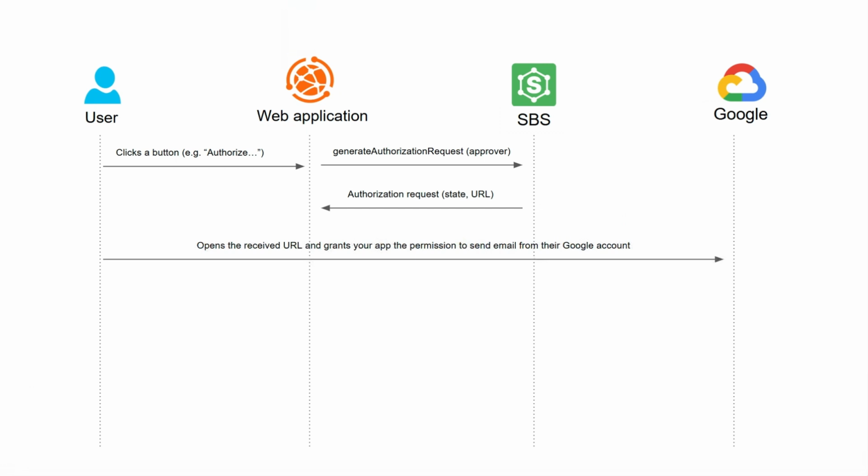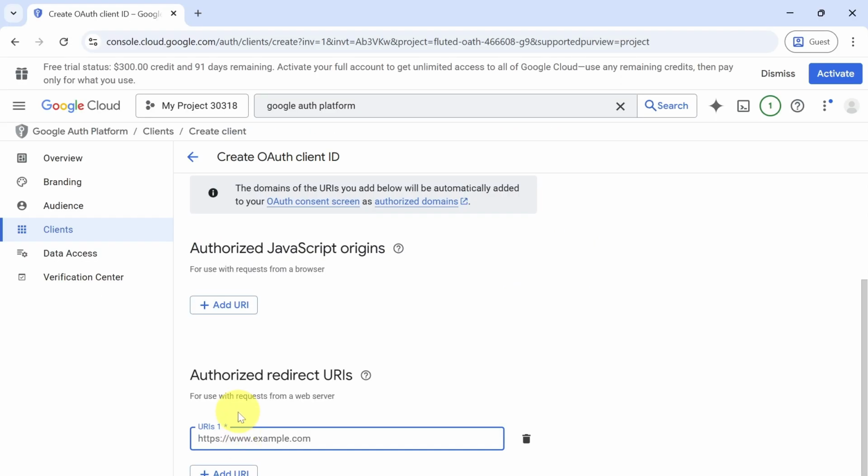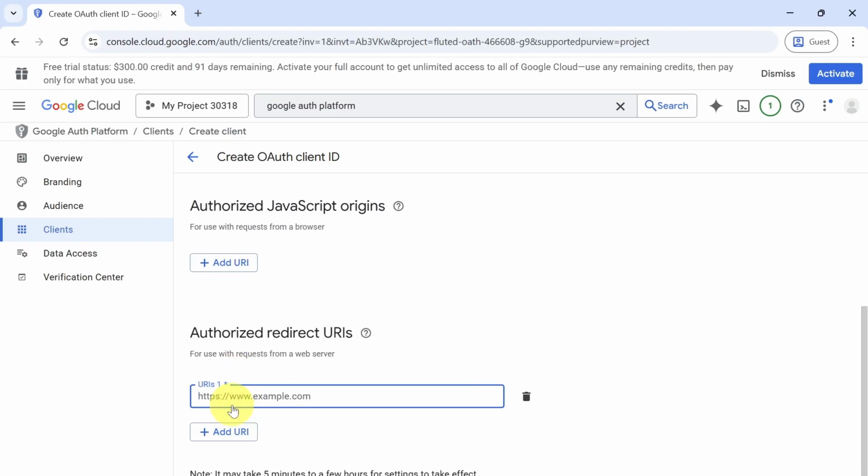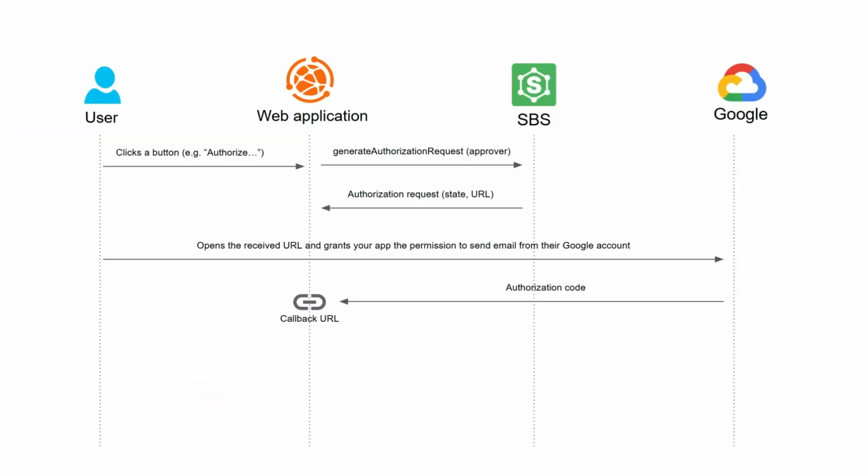If the authorization is successful, Google returns an authorization code to a URL called the callback URL, along with a state response parameter. As you recall, you've configured the callback URL of your app from the Google Cloud Console. Your application calls the finalize authorization request method of the SBS API, providing as input the authorization code and the state parameter obtained earlier. SBS returns the authorization.